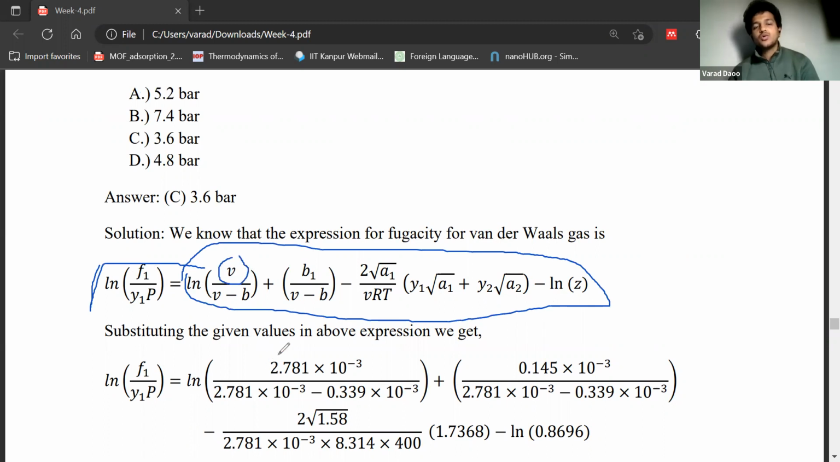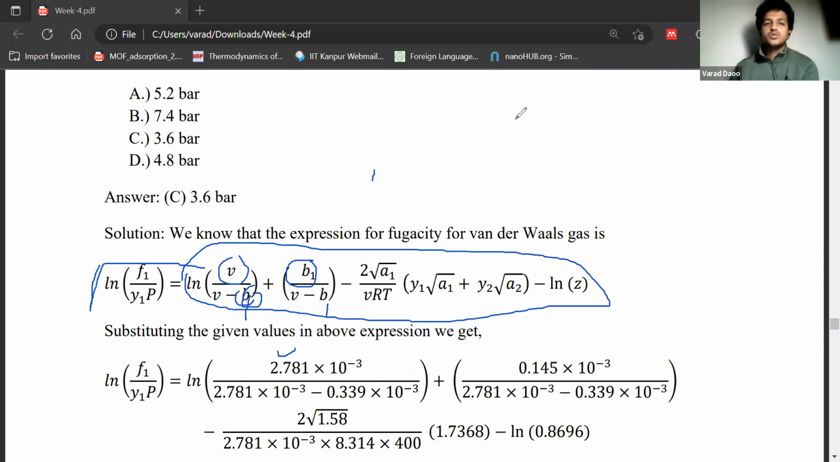So these are all the known values. B is given, B1 is given. So b will be b minus b, right? So you just put in. For here we are calculating the component one, so this will be b1. This will be b1.